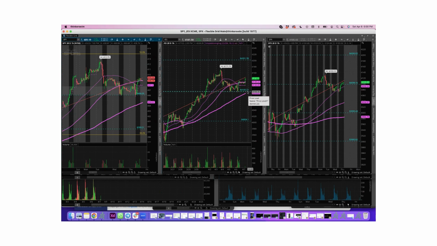It's 4,100 on ES, or it's 4,100 or 4,000 on SPX. And I'm going to make sure that that level is marked in SPY. And that's how I use futures, and then for SPY, how I use SPX to create those levels on an intraday basis.